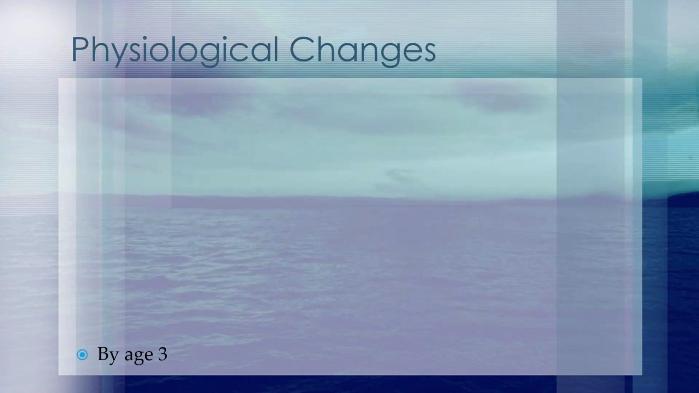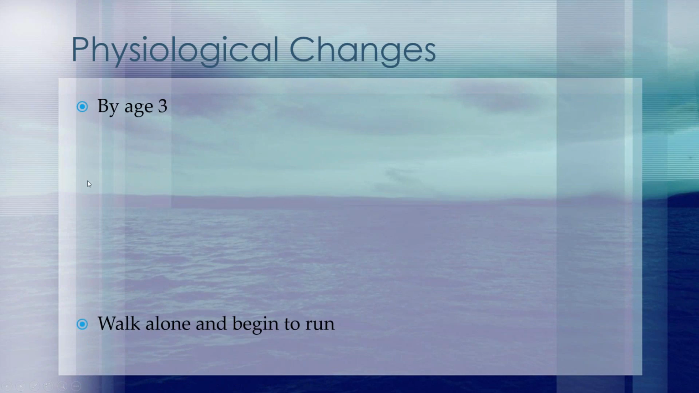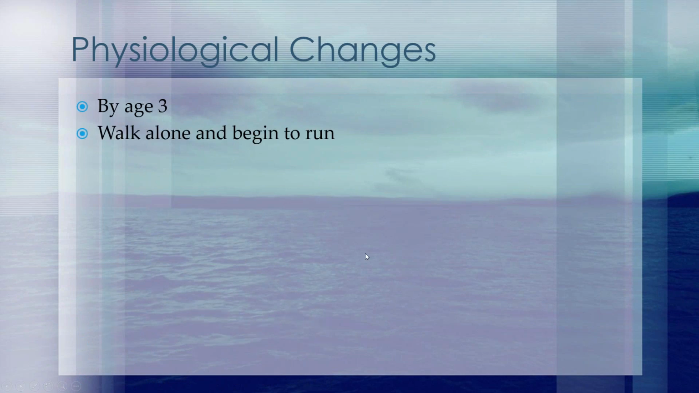With physiological changes, what we're going to see by age 3, they are going to be able to walk alone and begin to run. Again, we're going to start to see more traumatic occurrences for this age group. They can start to pull and or carry. Again, trauma is the big one.